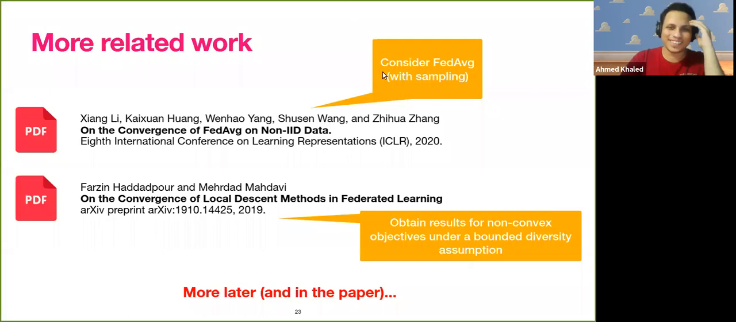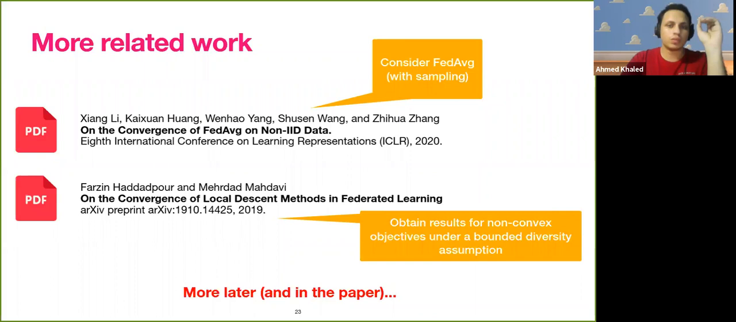Okay, so there is also a second paper, which is concurrent work. Farzin Haddadpour and Mehrdad Mahdavi also considered the convergence of the local SGD method, and they obtain a lot of nice results for non-convex objectives under a certain bounded diversity assumption. But our focus here is on the convex case and without assumptions of bounded similarity or diversity.